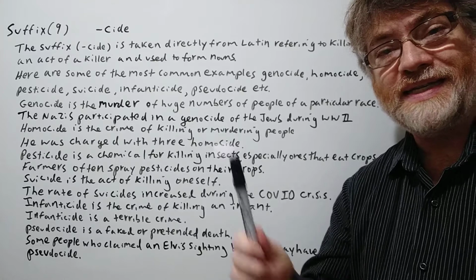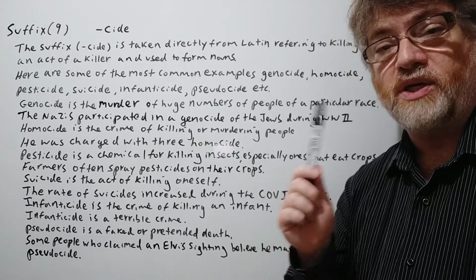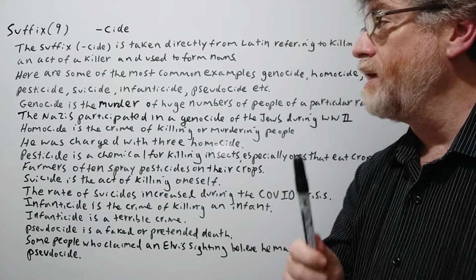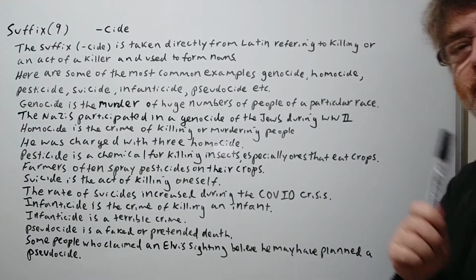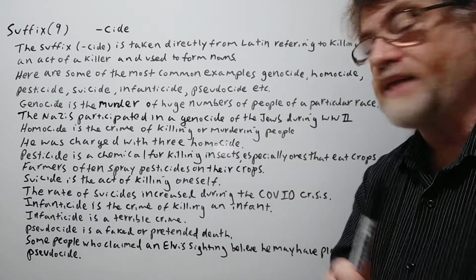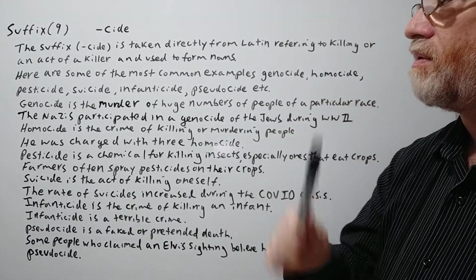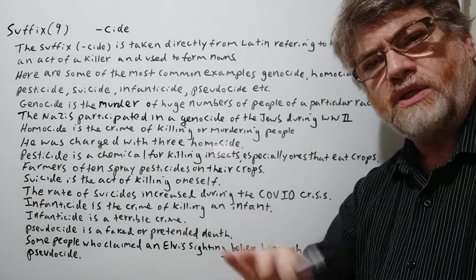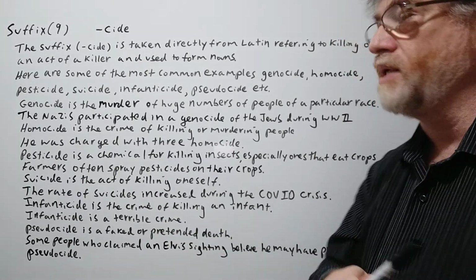The suffix today is cide, C-I-D-E, of course, used as a word ending. Let's get right to it. The suffix cide is taken directly from Latin, referring to killing or an act of a killer, and it's usually used to form nouns. All right, let's continue.